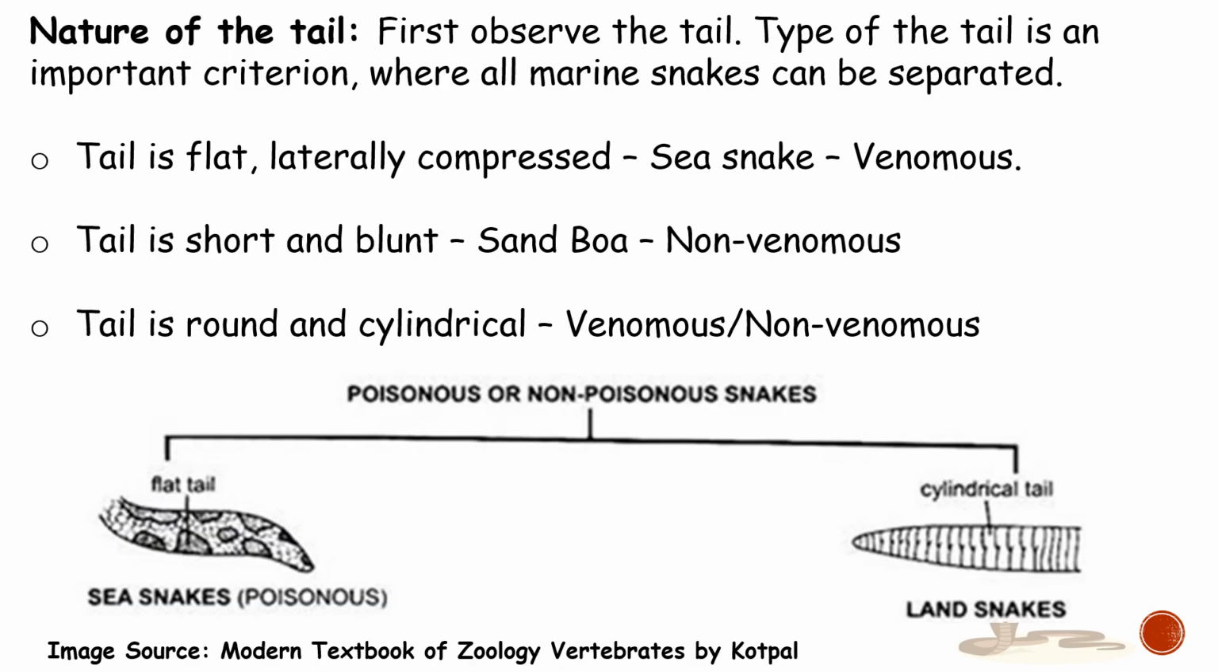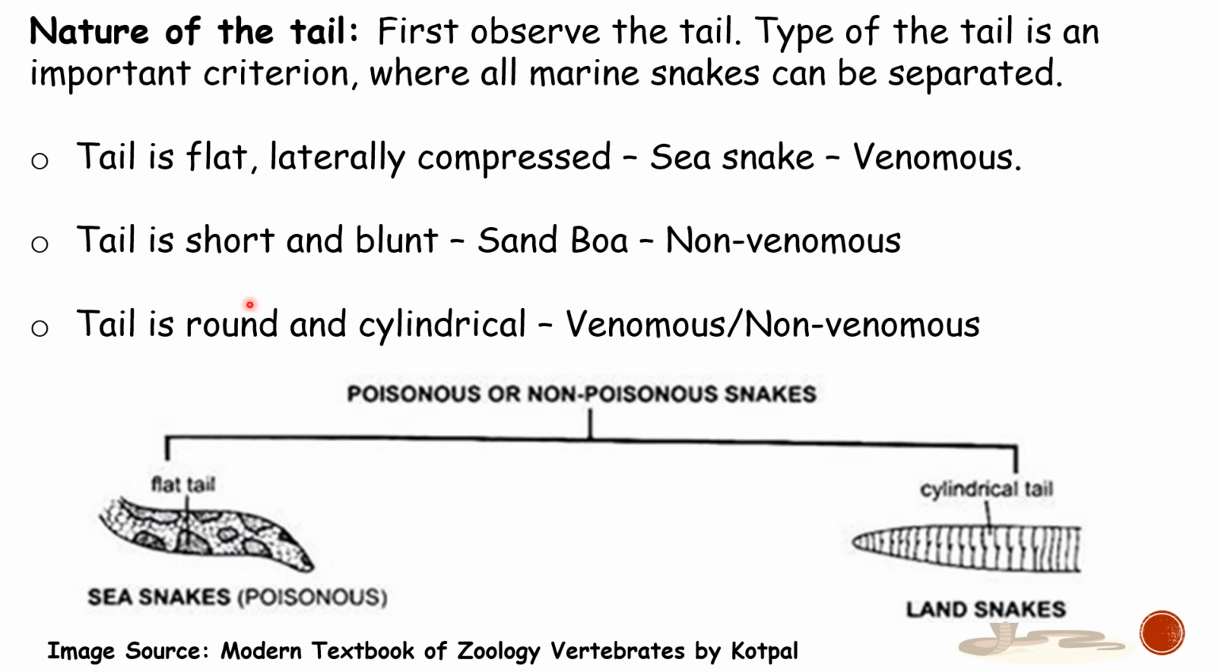Next, by observing the nature of the tail, we can identify whether you have encountered a venomous or non-venomous snake. That's what we will see in this slide. If you observe that the tail is flat and laterally compressed, like what we can see here, a flat and compressed tail, this indicates that you have encountered a sea snake, which belongs to the venomous category.